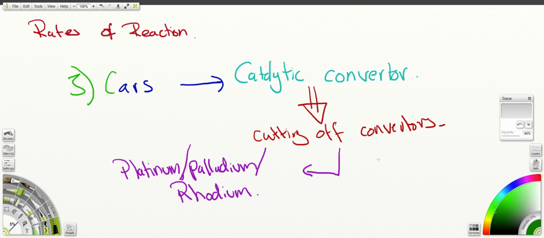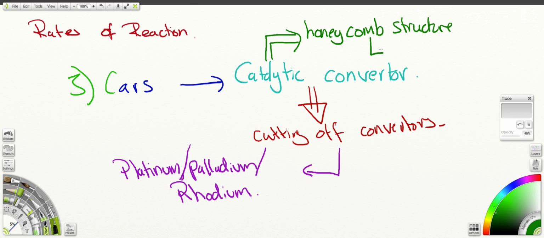Anyway, the question is, how does this work? Now, the catalytic converter takes its influence from nature, from the amazing nature around us. It has a honeycomb structure. So why is that important? Because a honeycomb structure is going to increase the surface area of your catalytic converter. Number two, this means that there's going to be more area available for reactions to occur.